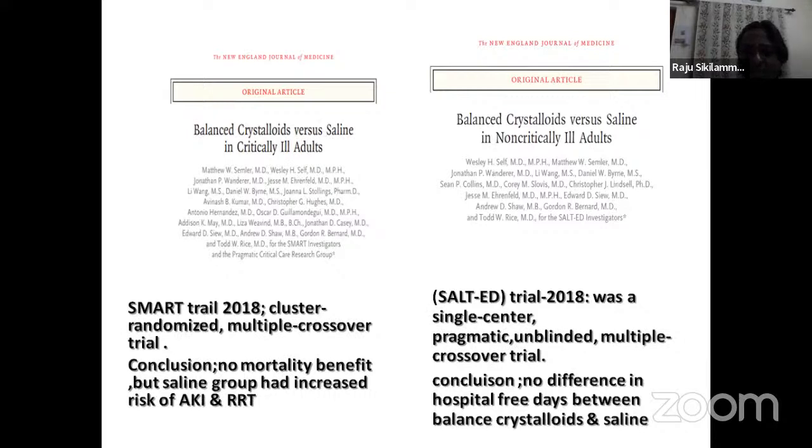And the SALT trial in 2010 was a randomized single center study. It compared balanced crystalloid versus saline in non-critical patients. They resuscitated one group of patients with crystalloids, and one more group with saline.